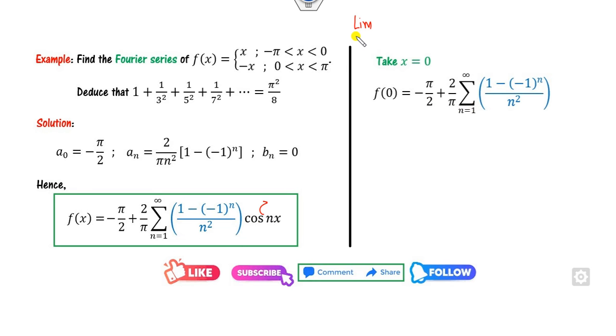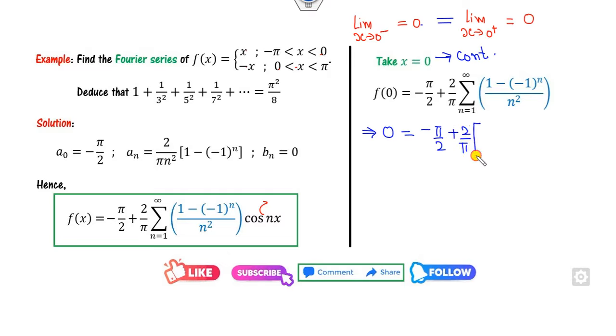What is the left hand limit? As x approaches 0 minus, this value will be 0. What is the right hand limit when x approaches 0 plus? Then 0 plus, it is minus 0, that's 0. So you can see both are equal. So that means this is the point of continuity. Continuity means that the limit is the same. So minus pi over 2 plus, I can open this bracket. When n is equal to 1, it is 2 over 1 square. When n is equal to 2, it's 1 minus 1, 0. When n is equal to 3, 2 over 3 square, and so on.